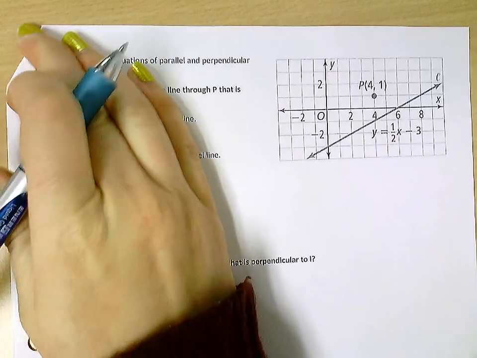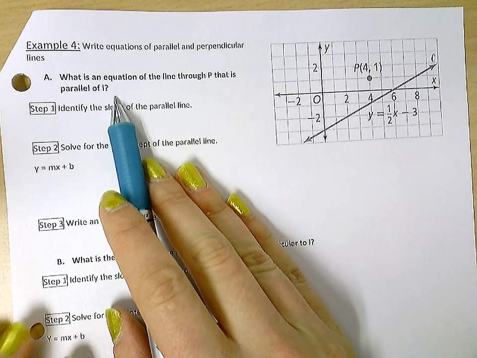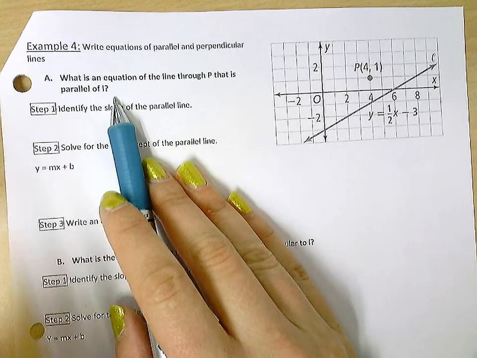All right, so next part we're going to do is actually create a line that is parallel or perpendicular. So we're going to come up with an equation of a line. This is so fun. It's great. So we want to write an equation of a line that is parallel and an equation of a line that is perpendicular. So letter A, quiet down now so we can keep going.